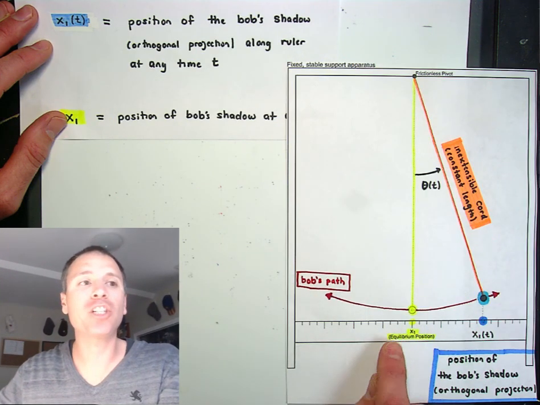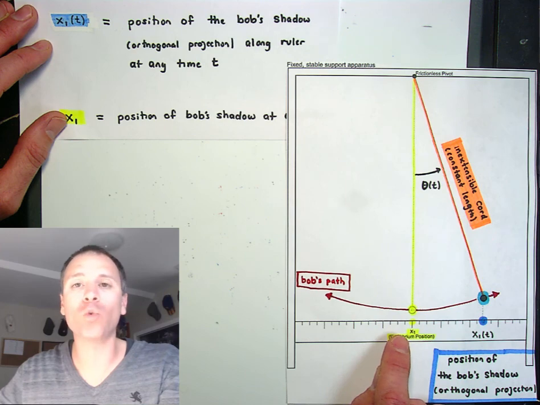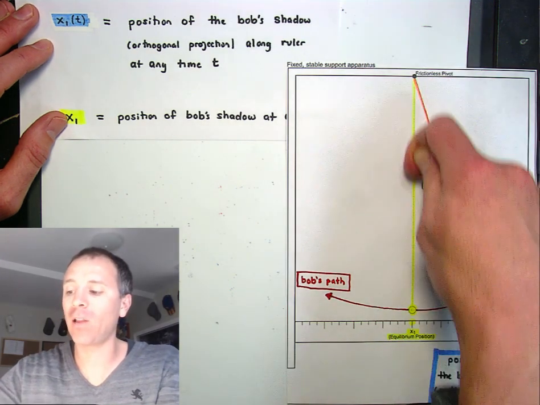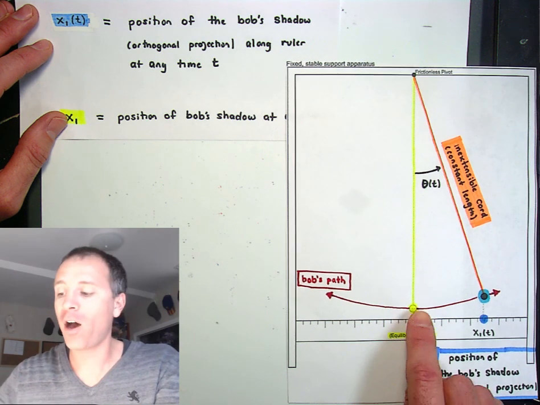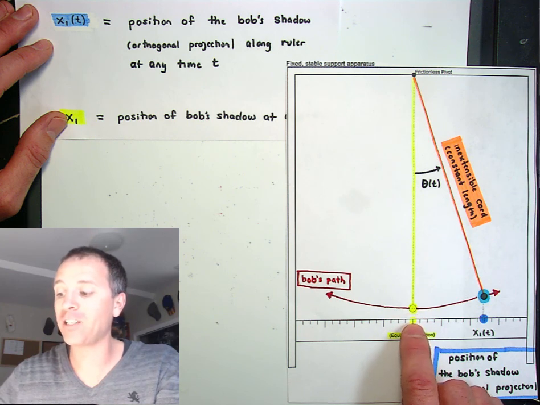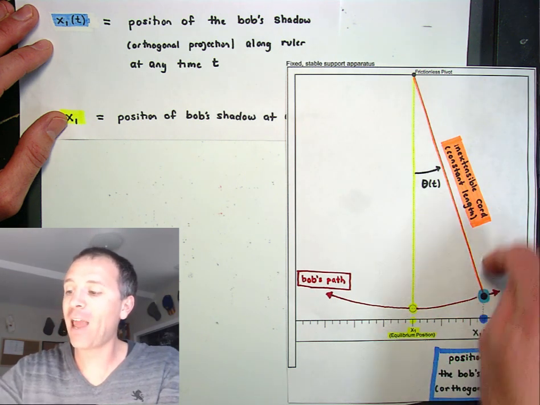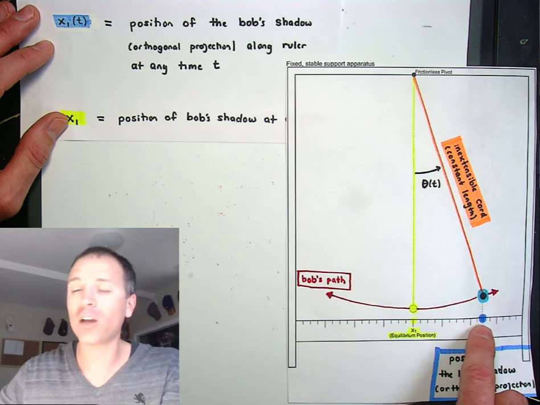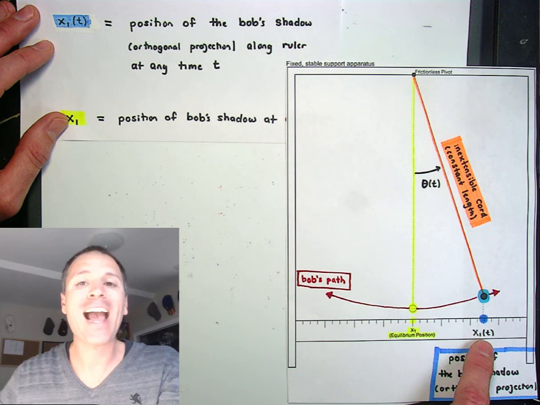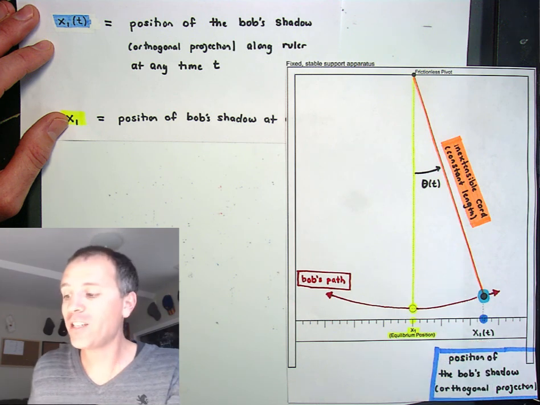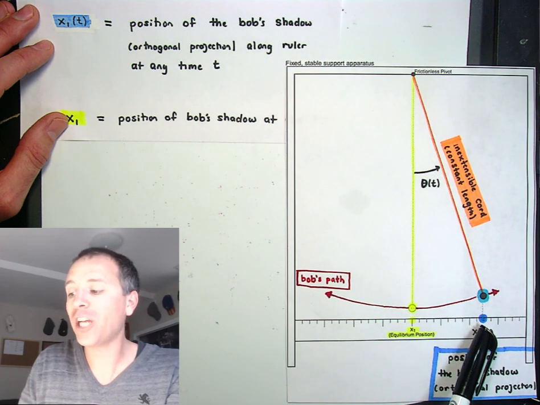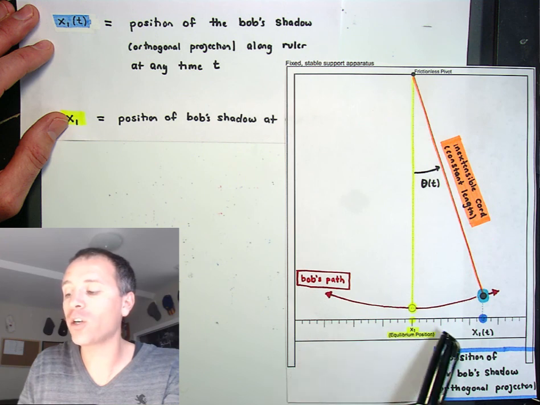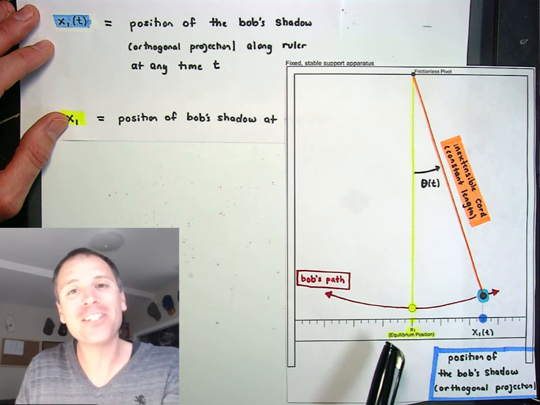Not only that, but we could track these different positions along the ruler using variables. So if we projected a light directly above the equilibrium position, let's call that position x1, the position of the equilibrium place that the bob rests along the ruler. And then when we project the bob down orthogonally onto its shadow, let's call that x1 of t, which is a function. The reason that it's a function is that as the bob moves in time, that orthogonal projection, that shadow, is going to move along that horizontal axis back and forth, and the position is going to be a function of time.